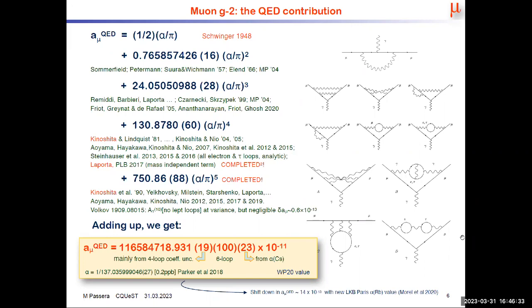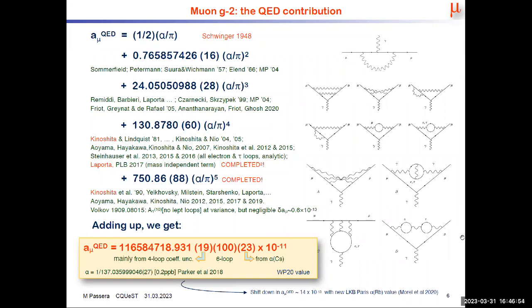So the 100 here is 0.1 times 10 to the minus 11, right? Exactly. It's 10 to the minus 12. Yeah, the digits are given like this. So this 10 to the minus 12 is the largest uncertainty, due to the estimate of the missing next contribution, which is the sixth-loop contribution.